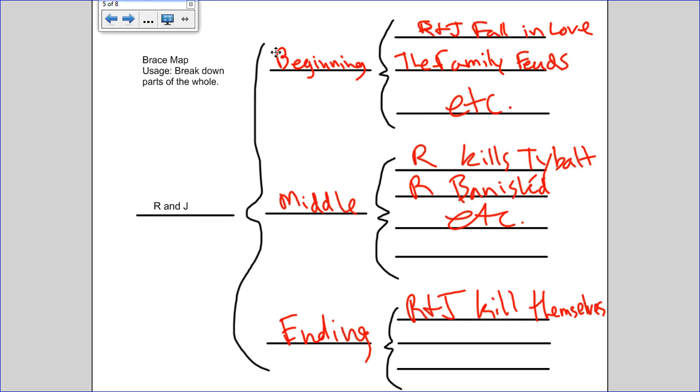Okay, if we don't include all these components, so let's say if Romeo and Juliet don't fall in love, well, that's no longer the beginning of the story, because that's what happened in the beginning of the story. You take that out, it's inaccurate. It's not the beginning. If you take out the beginning, it's no longer Romeo and Juliet. Okay, so each part is needed.